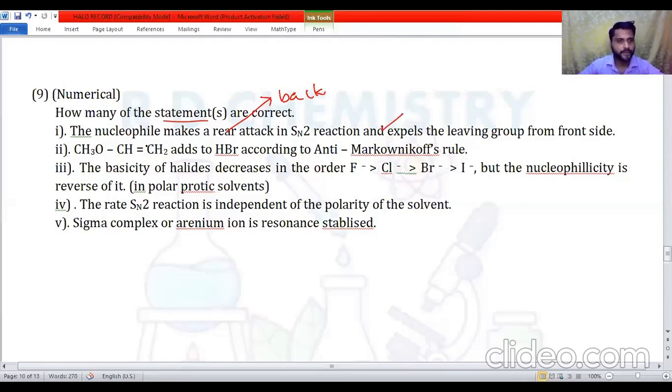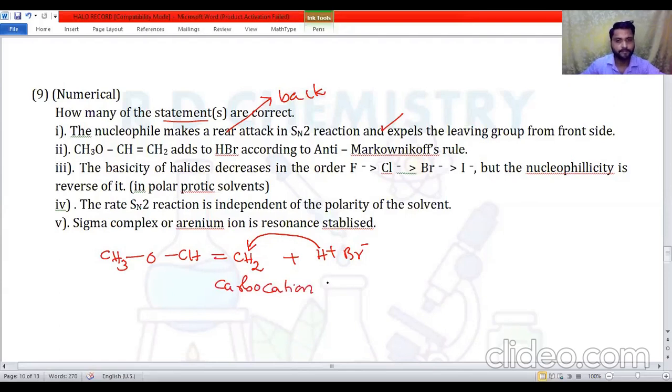Option number 2. The compound CH3O CH double bond CH2 adds HBr, H plus and Br minus, according to anti-Markovnikov's rule. First we'll write down Markovnikov's rule. What is Markovnikov's rule? H plus should go to that carbon of the double bond containing more hydrogens. Br should go to the other carbon containing fewer hydrogen atoms. Remember, it follows a carbocation mechanism, and the carbocation formed should be stable. First I'll add H plus, so you get CH3O CH single bond CH3.